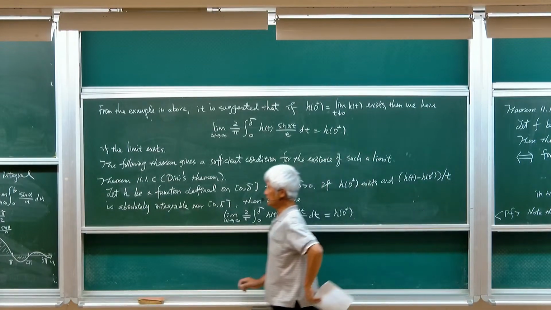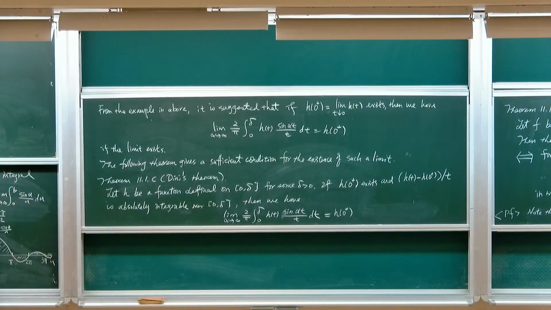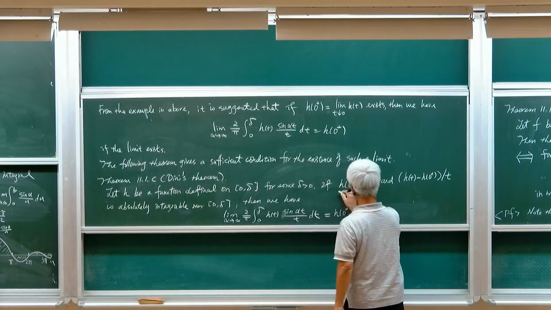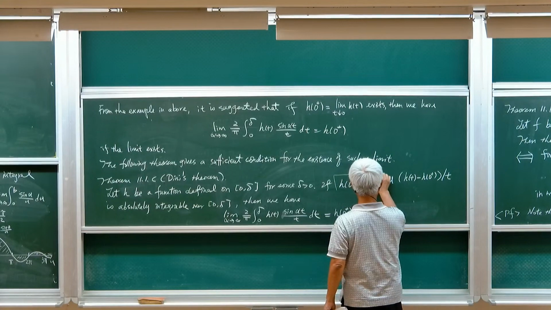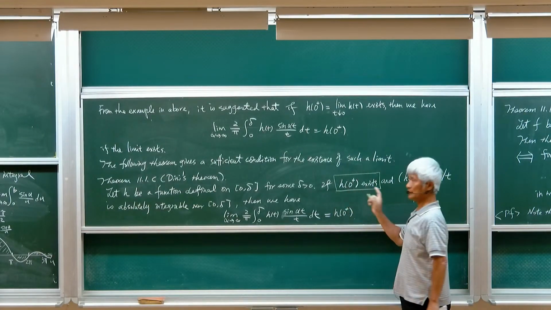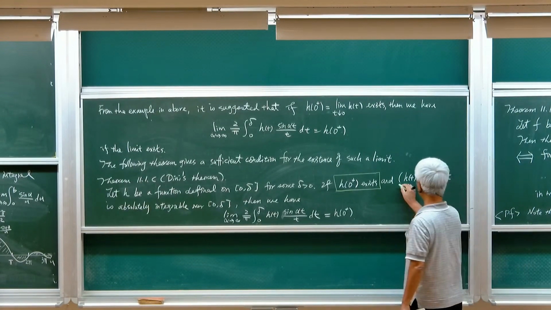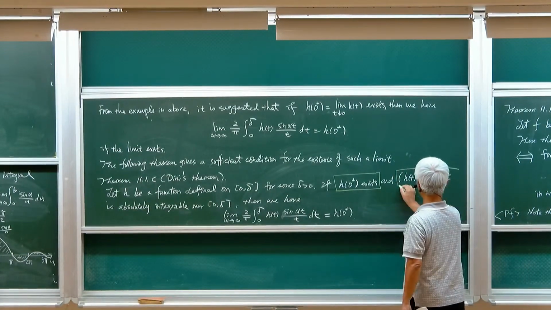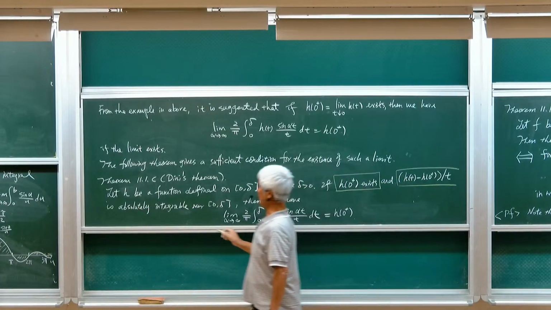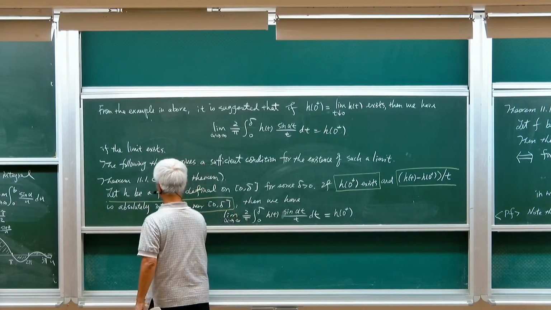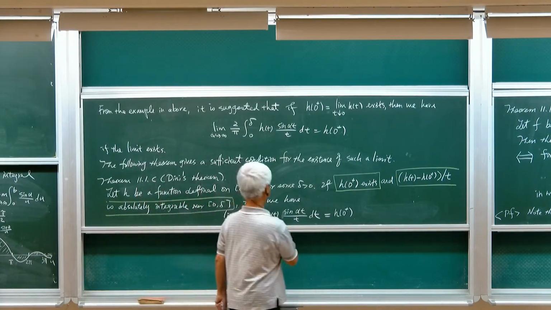So the condition now is quite mild. First of all, we need that the right-hand limit at t equals 0 exists. The second thing is that this function is absolutely integrable over this small interval.